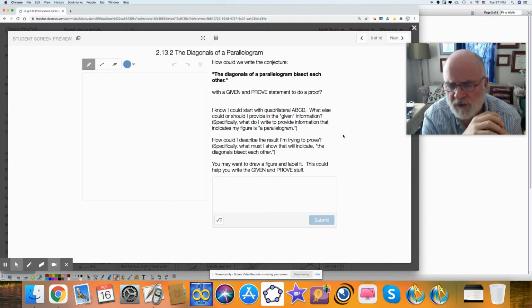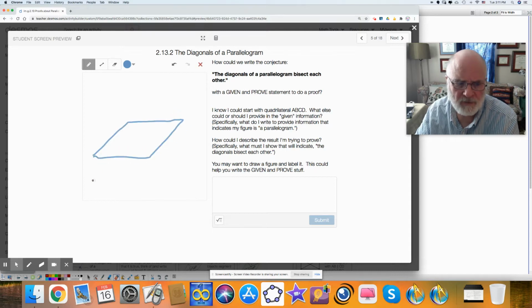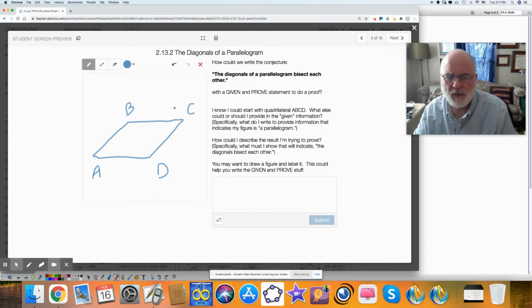So, for example, we start off with quadrilateral ABCD. In fact, I can even draw it kind of like a parallelogram. I'm going to draw it over here, and I'll label it. So here I have a parallelogram, and I have ABCD. But what do we know about a parallelogram? What's the definition of a parallelogram? Specifically, how do I write this information in the proof when it is given?